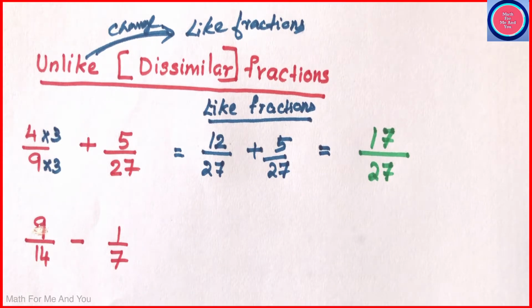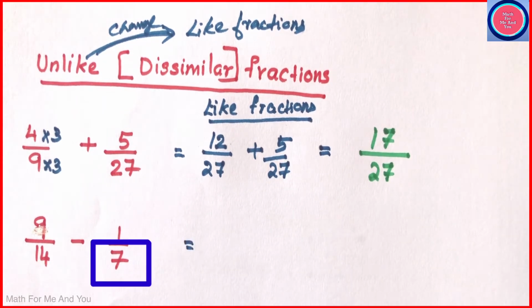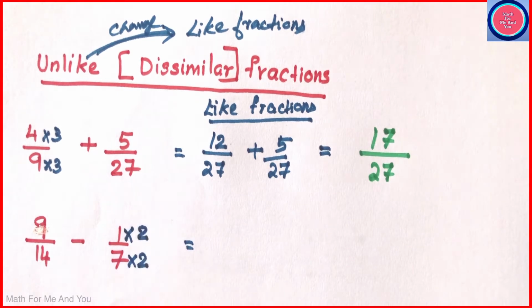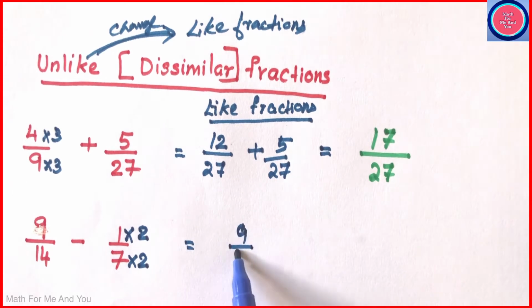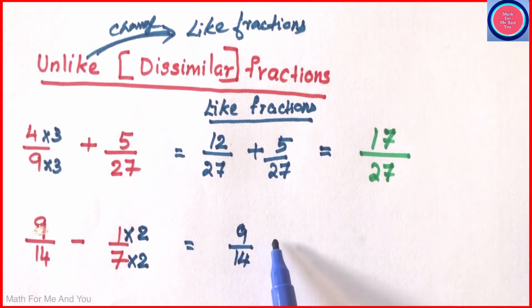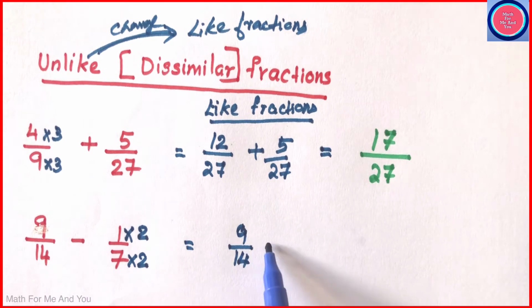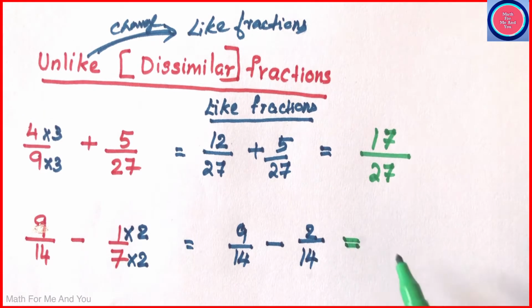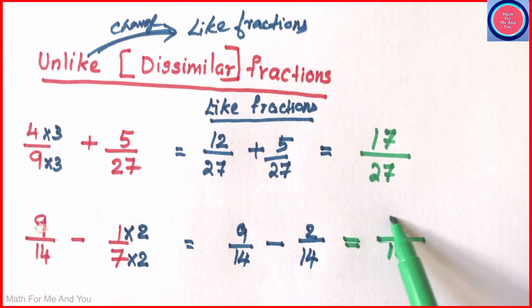The denominators are 14 and 7. The small denominator 7, we can change to 14. How? 7 times 2, if we do, we get 14. So the numerator also multiply with 2. Now the first fraction we write the same, 9 over 14. Next is minus, so we write minus. Then the second fraction, change. 1 times 2, 2 over 14. See, both are now like fractions. The answer we can write. They have the same denominator 14. What about the numerator? 9 minus 2. It is 7.